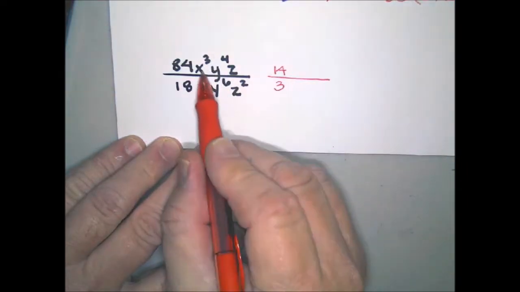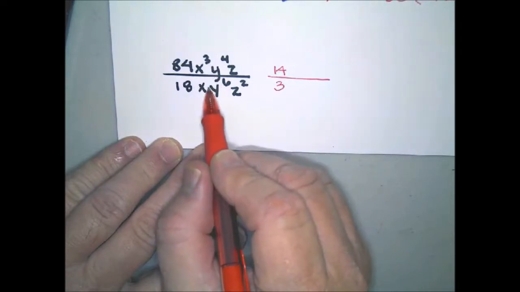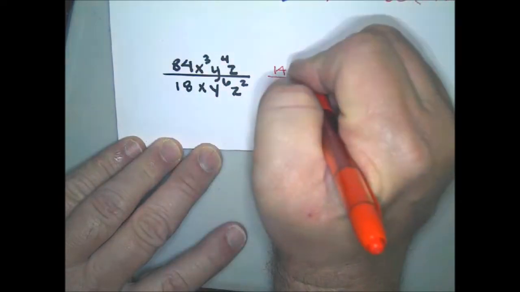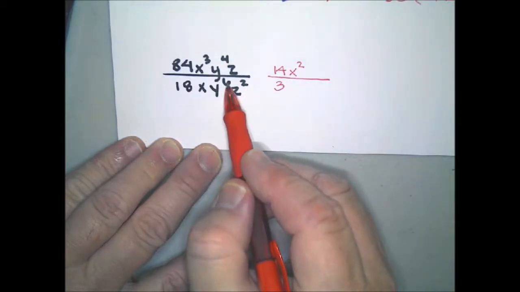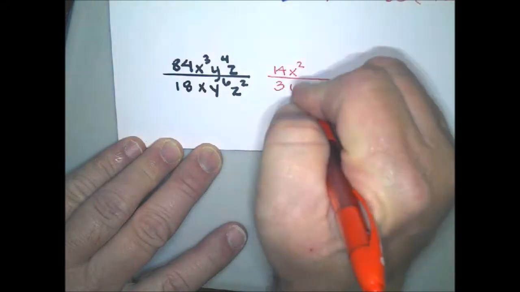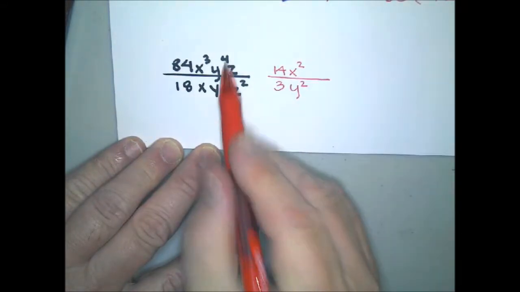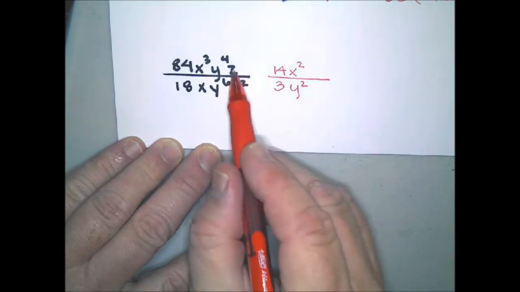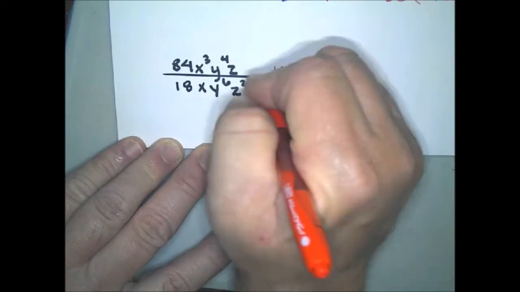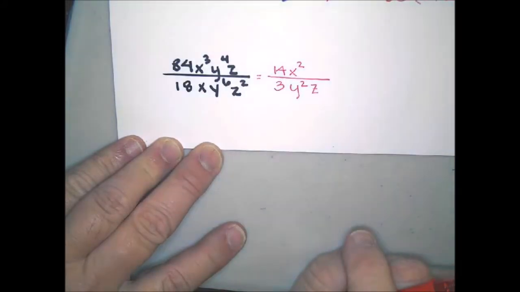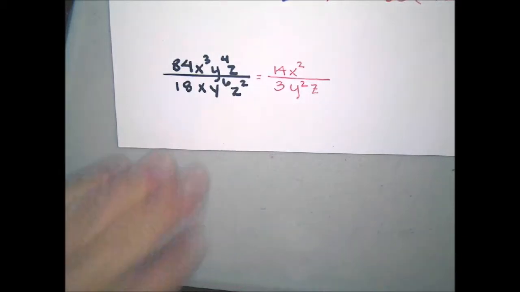Now, let's see what we've got as far as variables. When I have x cubed on top divided by x, I'm left with x squared, and it's on top. When I have y to the 4th divided by y to the 6th, I have y squared, but it's down there on the bottom, because remember, you're subtracting the exponents. And when I have z to the 1st over z to the 2nd, I'm left with a z down there. So 14 x squared over 3y squared z. And that's the end of section 1.